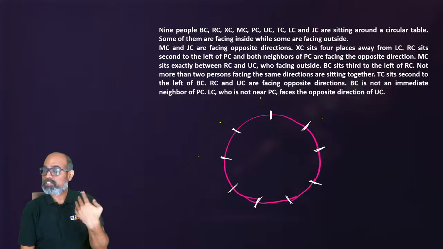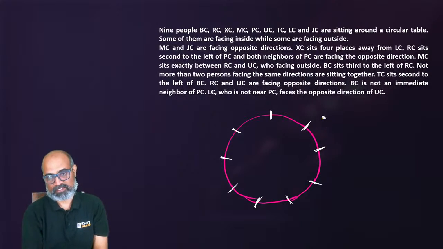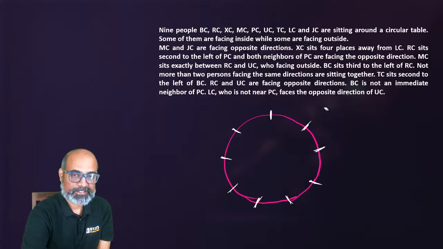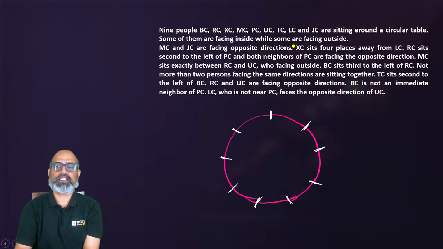So we will have to start someplace. Start from one of the cases. Let's start from this statement: X sits 4 places away from L. So this is, let's say, L. X sits 4 places away: 1, 2, 3, 4. So this is either going to be X or this is going to be X.